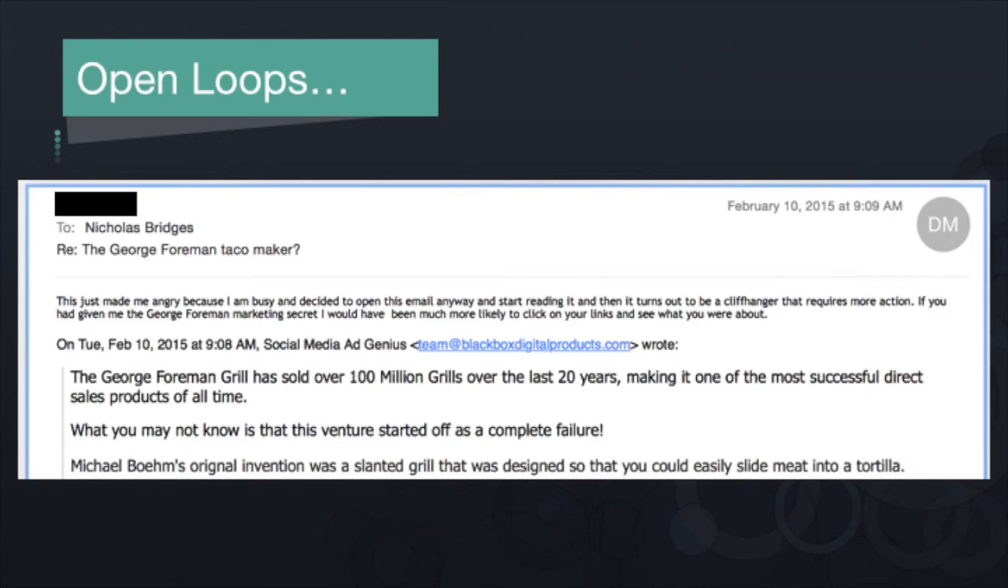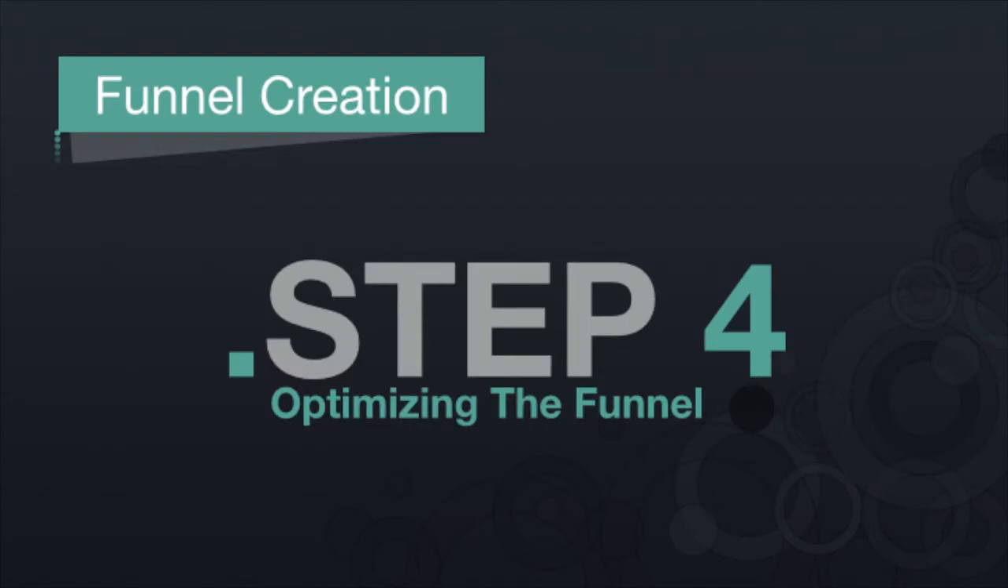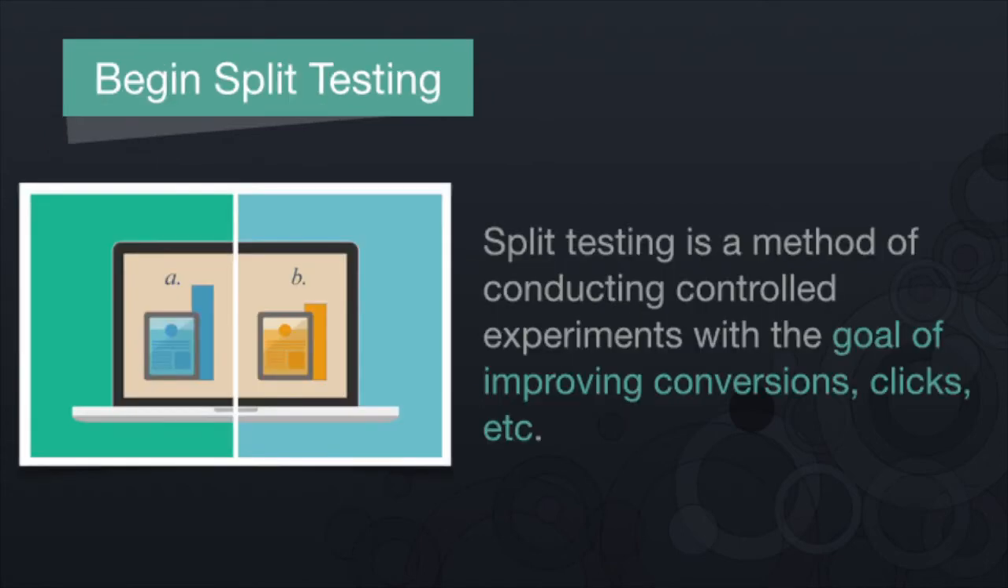And then in step 4, now we've kind of got everything built. We've got emails written. We know how to sell people through our sequence. How do we maximize? How do we optimize what's going on? Well, the first thing you want to do is begin split testing. So split testing is just a method of conducting controlled experiments where you have the goal of improving your conversions or clicks or anything like that.